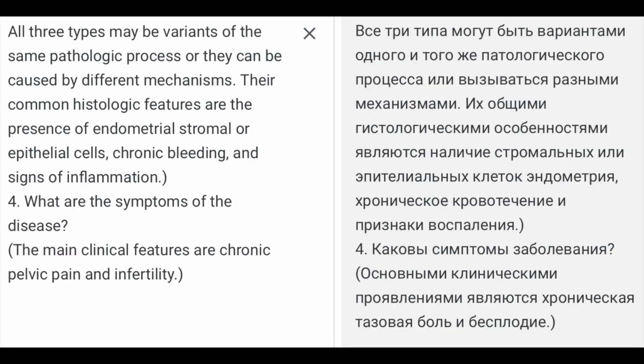All 3 types may be variants of the same pathologic process, or they can be caused by different mechanisms. Their common histologic features are the presence of endometrial stromal or epithelial cells, chronic bleeding, and signs of inflammation. 4. What are the symptoms of the disease? The main clinical features are chronic pelvic pain and infertility.